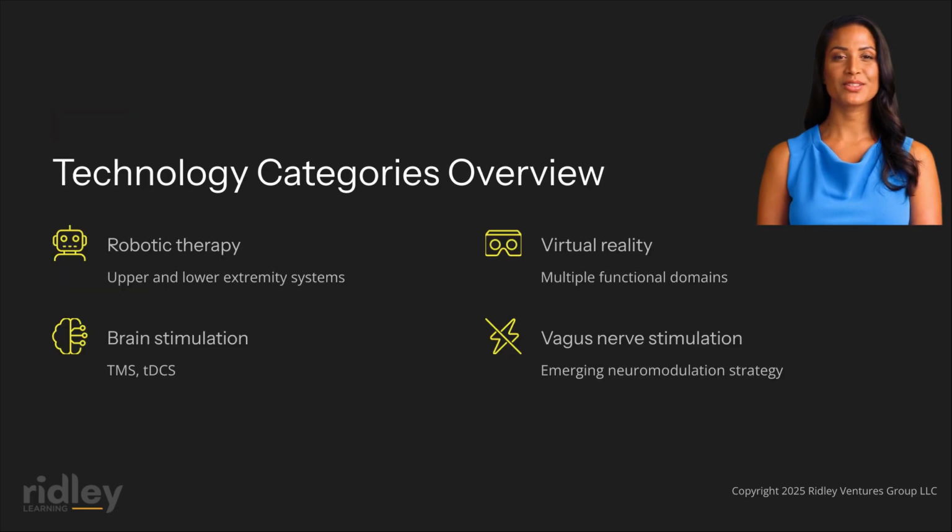In this module, we will examine 4 categories of emerging rehabilitation technology: robotic therapy systems for upper and lower extremity rehabilitation, virtual reality applications across multiple functional domains, transcranial magnetic stimulation and other non-invasive brain stimulation approaches, and vagus nerve stimulation as an emerging neuromodulation strategy.